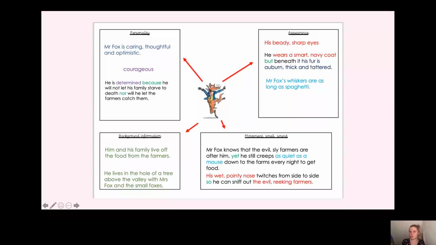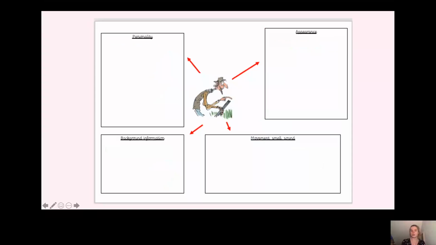Now, none of this is new. I've just taken these all from my mind maps that I've created. So my mind map on the personality, my map on the appearance, and my mind map on his background information, as well as the similes and the sentences with the conjunctions that I created. So now it is your turn, okay?